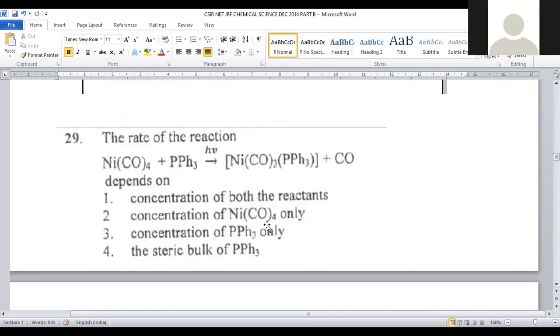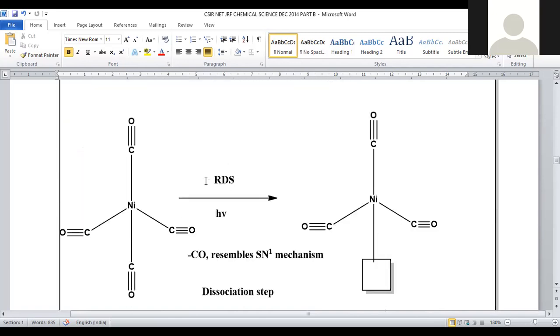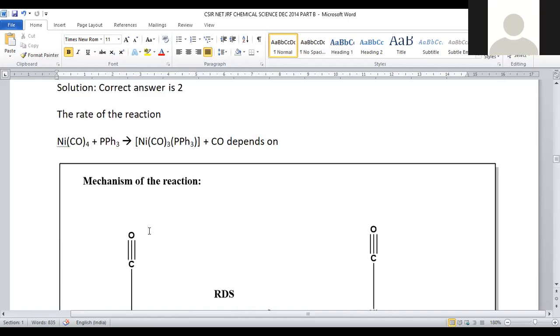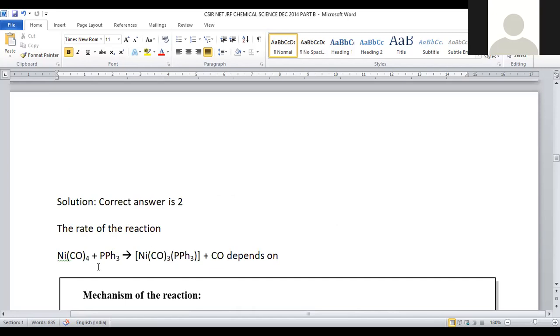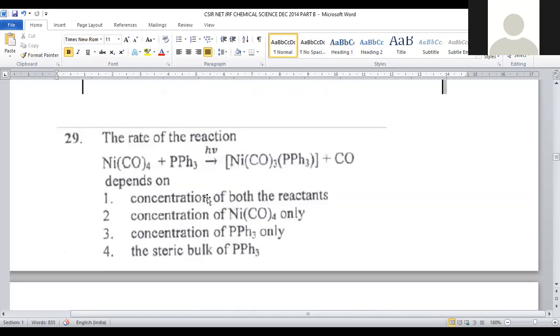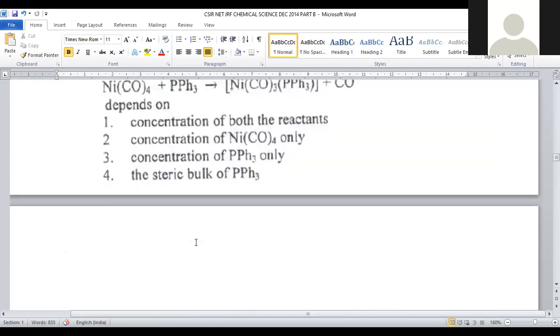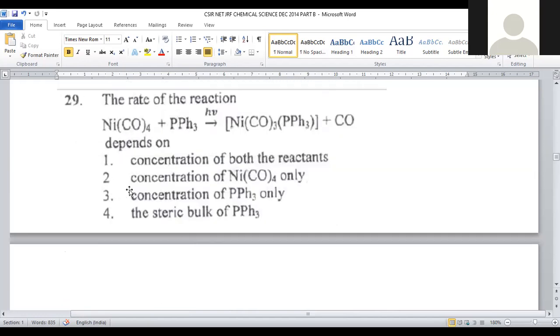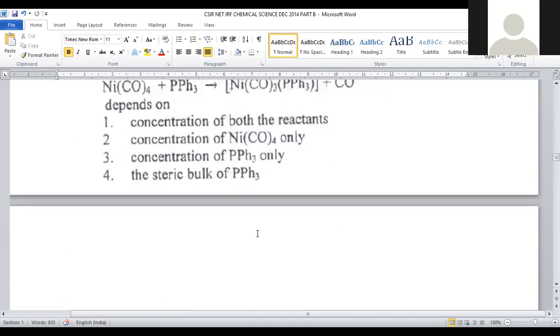And what they are asking is, what will be the rate of the reaction? Wherever the RDS, the rate determining step, is there, that will be the rate of the reaction. So it purely depends upon the concentration of nickel tetracarbonyl. Nickel tetracarbonyl concentration is provided only in option number 2. For question number 29, option number 2 will be the right answer.